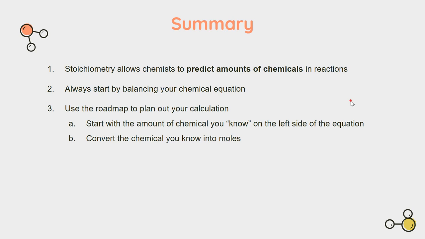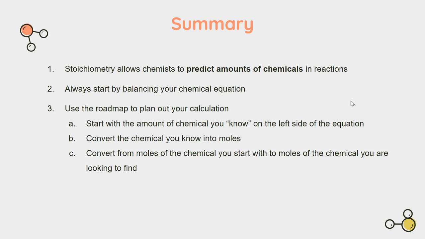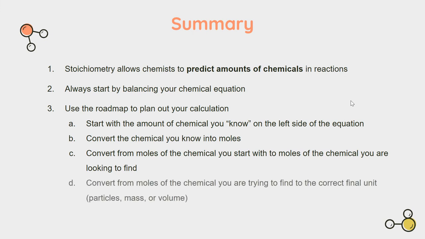We'll then convert the chemical we know into moles of that chemical. We'll then convert from moles of the chemical we start with to moles of the chemical we're looking to find. And then we'll convert from the moles of that chemical we're trying to find into its correct final unit, either particles like molecules or atoms, a mass in grams, or a volume in liters. And that is it for stoichiometry.